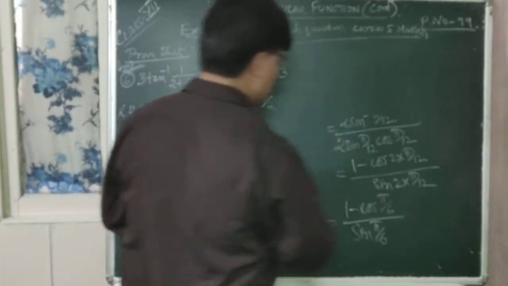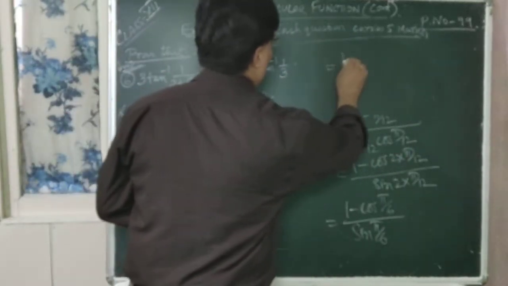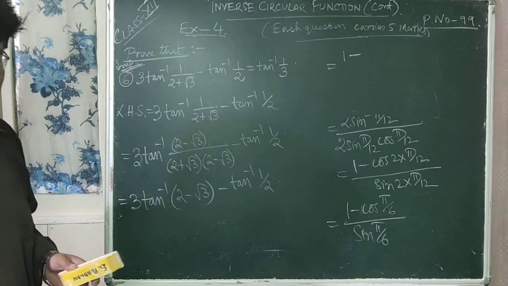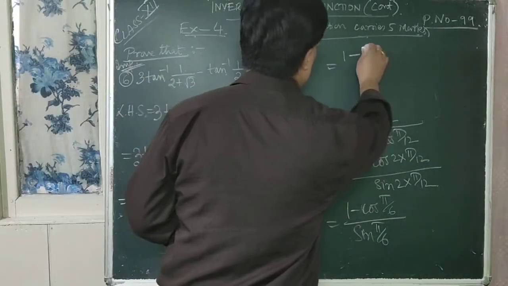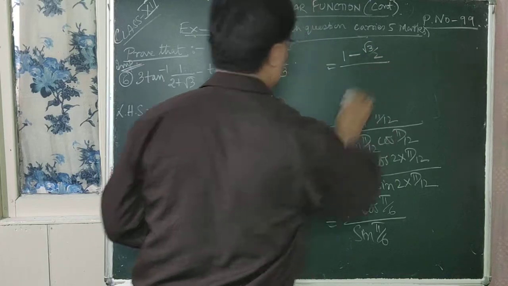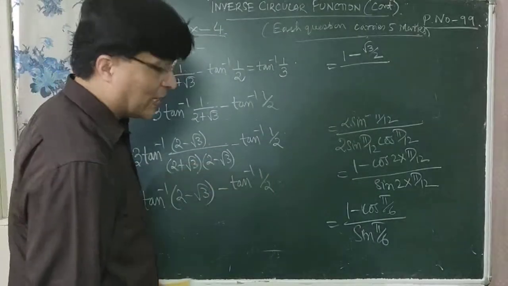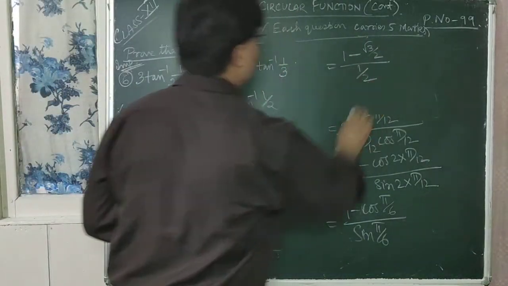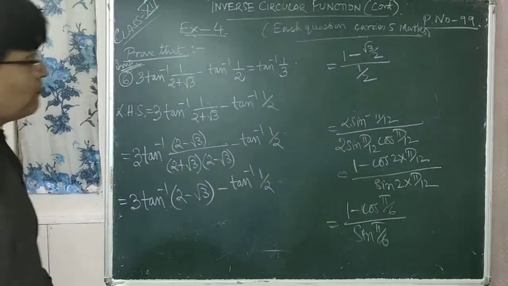Now next, what will you do? 1 minus, this is your cos 30 degree. What is the value of cos 30 degree? It is root 3 by 2, divided by sine pi by 6, which means sine 30 degree. What is sine 30 degree? It is half. Now let us simplify it further.